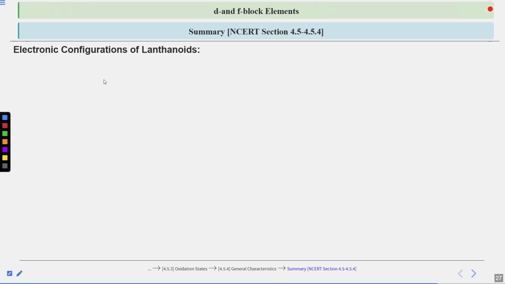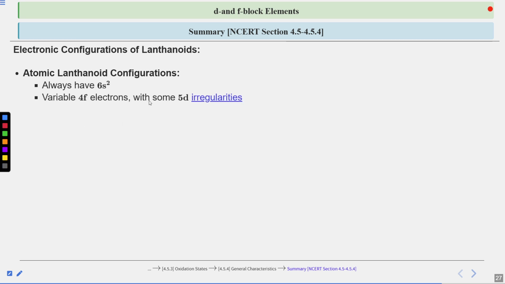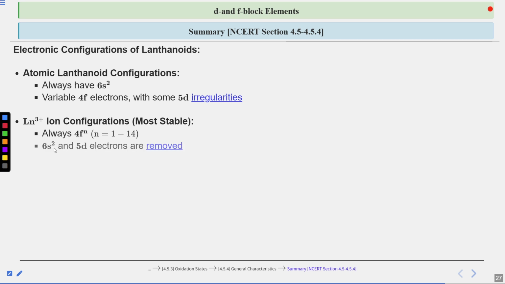Electronic configuration of lanthanoids. So we have seen the atomic lanthanoid configuration. They always have 6s2 in every element, and they have variable 4f electrons with some 5d irregularities. The Ln3+ ion configuration is the most stable, and 3+ is the oxidation state commonly shown by the lanthanoids. So Ln3+ always has a 4fn configuration, where n is from 1 to 14. 6s2 and 5d electrons are removed when they form the tripositive ion.